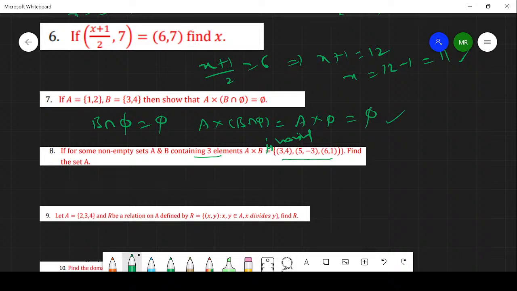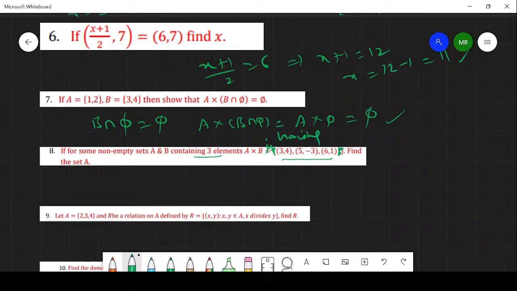Consider A cross B is having the ordered pairs (3, 4), (5, minus 3), (6, 1). Consider only these, don't consider the set brackets. A cross B is having these ordered pairs written here. Find the set A.